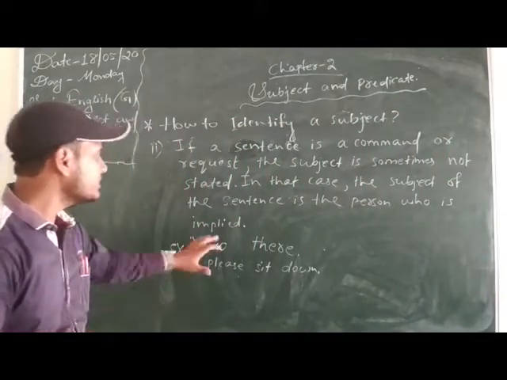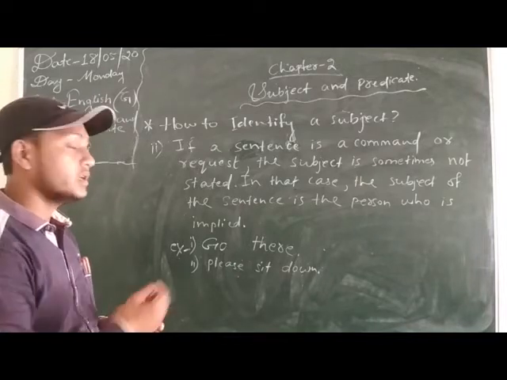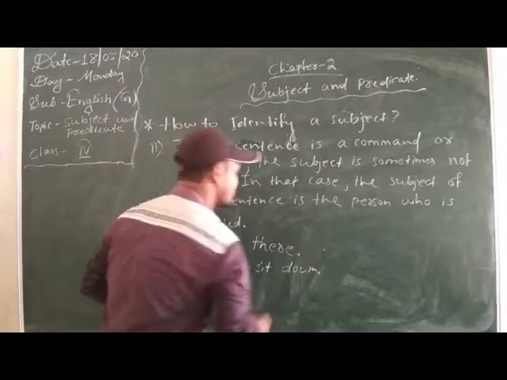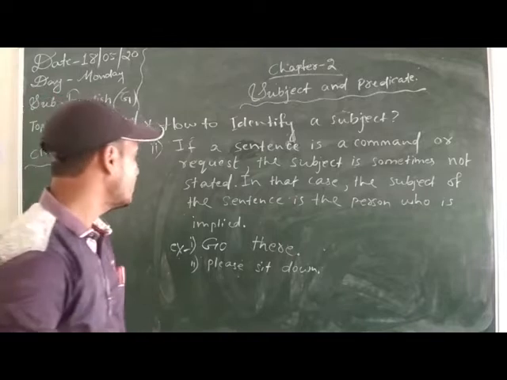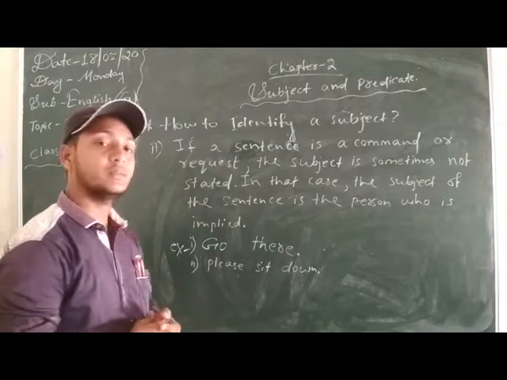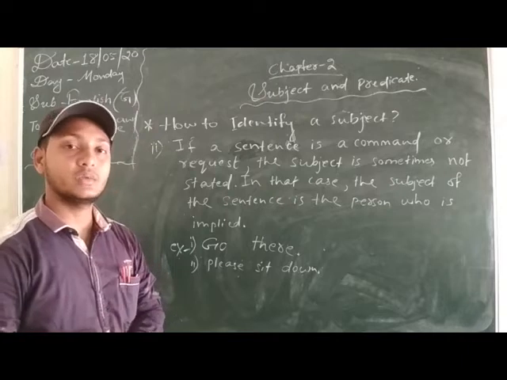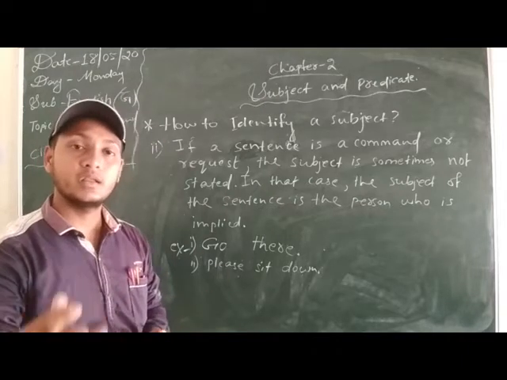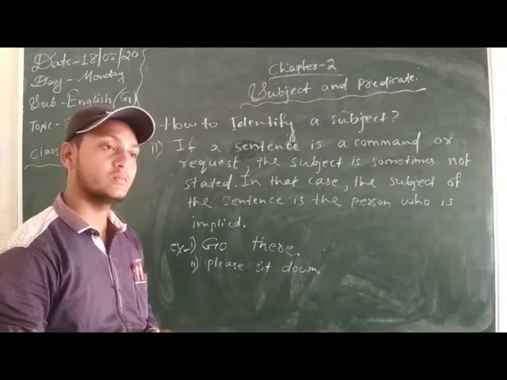So in this case the subject of the sentence is the person who is being implied. So go there. Who is being asked, to whom is the sentence addressed, or who is the sentence describing? The sentence is addressed to someone who is nearer to somebody. Go there.